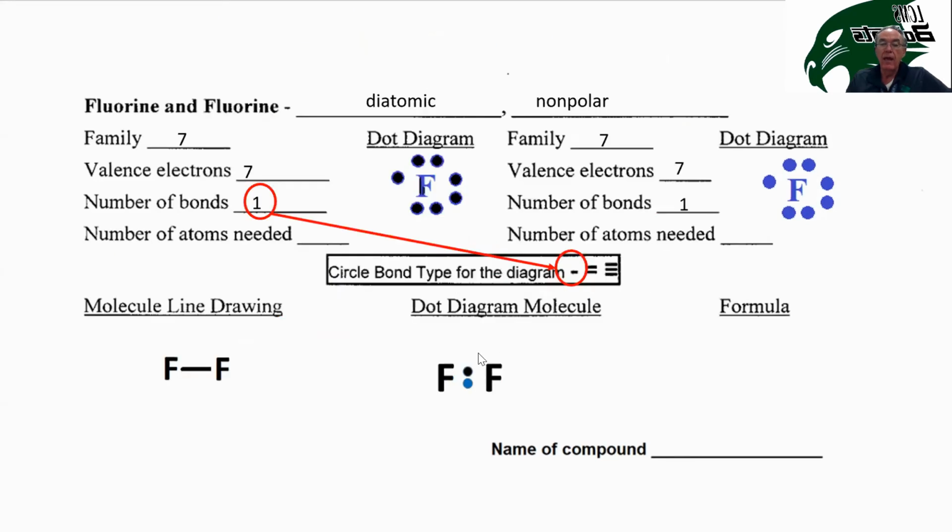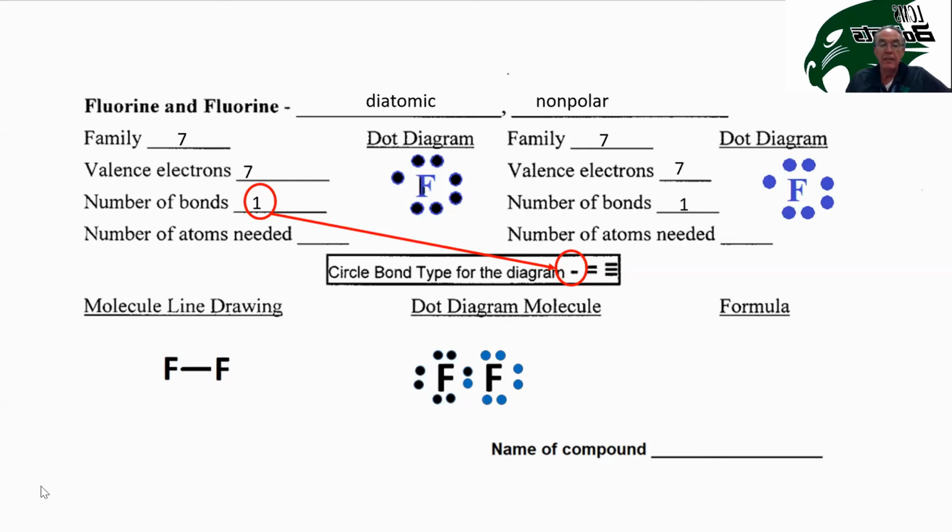Okay, now the dot diagrams for fluorine are not complete. Fluorine needs to have 7 electrons in its dot diagram. This one has 1, and the blue one has 1. So we need to add in the rest of the dots to the dot diagram. 1, 2, 3, 4, 5, 6, 7. And that's all the 7 dots that we have up here. This one has 1, 2, 3, 4, 5, 6, 7. And now that's all the 7 dots that we have up here.